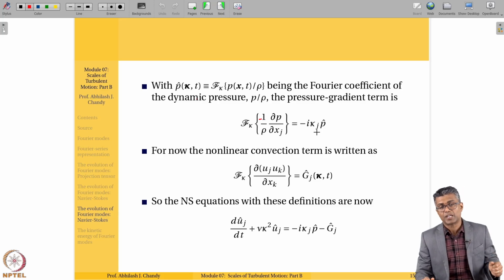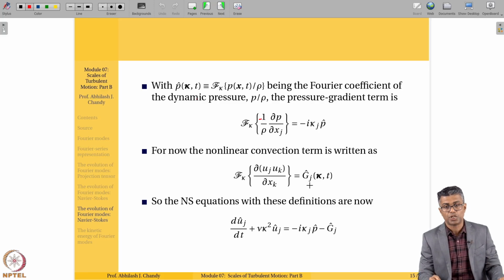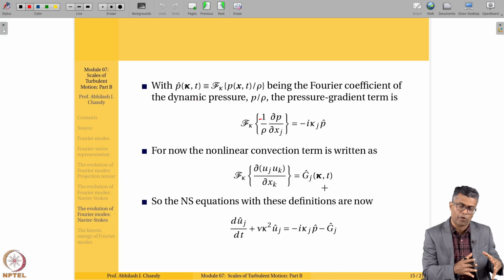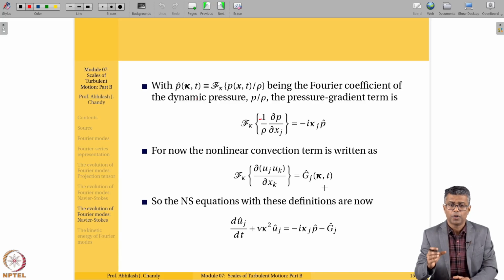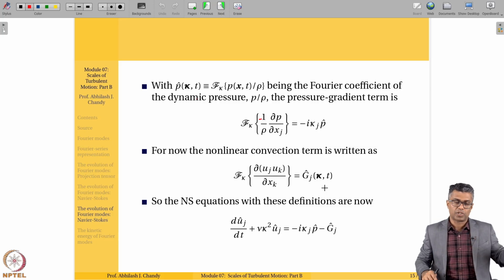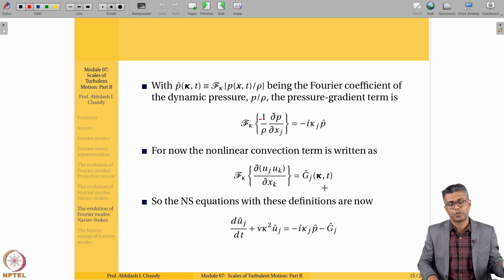Let's take a Fourier transform of the nonlinear term now, the last and final term. And for now, let's write that as a new vector g hat. So g hat in index notation is g hat j of kappa comma t. Essentially the Fourier transform of the nonlinear term, we will write as an arbitrary vector. You will notice I am using the same notation as what I used earlier when I was building up this whole arbitrary vector in the direction of the wave number vector and perpendicular to the direction of the wave number vector.